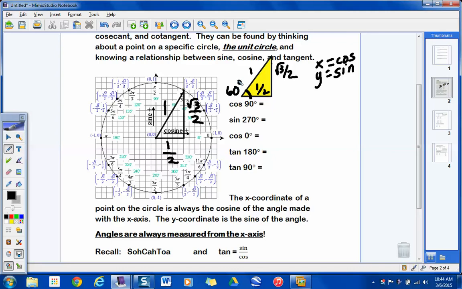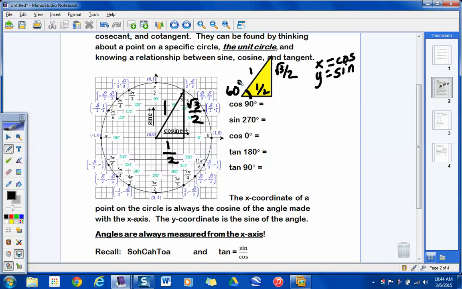Guys, do me a favor. Take a look at your chart on 60 degrees that I gave you. Does the cosine value of 1/2 match up with that? Yep. Does the sine value of root 3 over 2 match up with that? Yep. Okay, so I like the chart form a lot better. So forget the chart for now. Look at this right here.